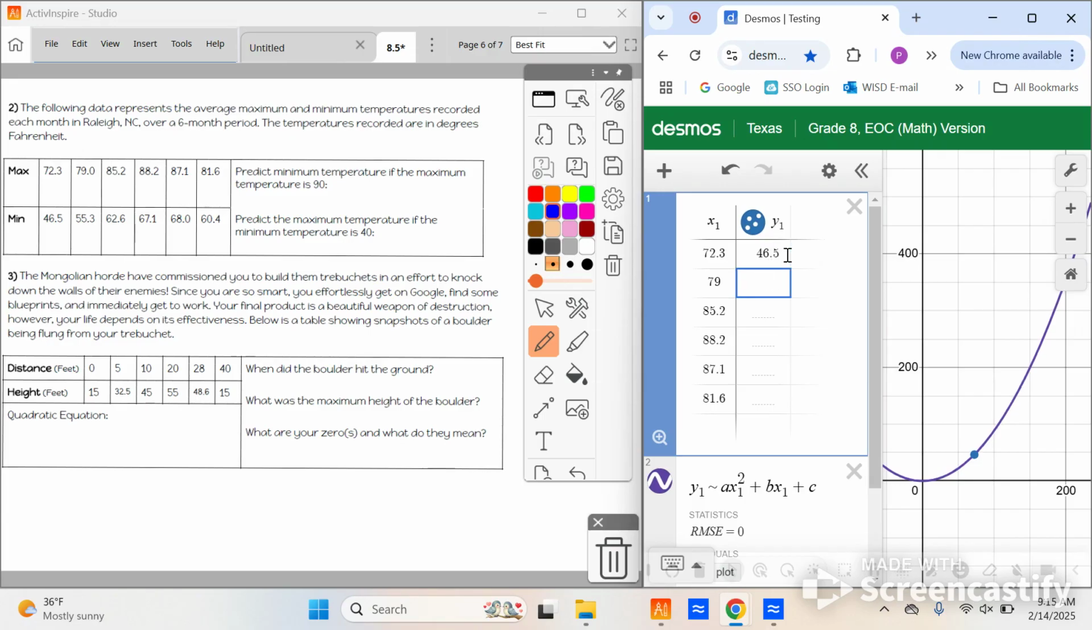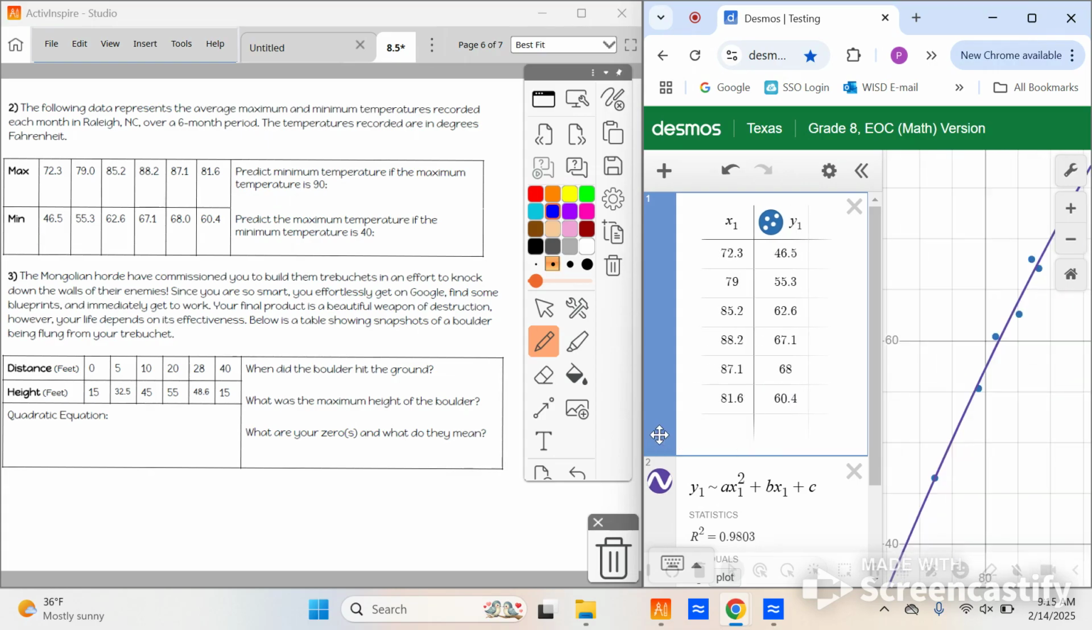46.5, 55.3, 62.6, 67.1, 68, and 60.4. All right, I want to see all these points again very nicely so you can see the relationship between the minimum and maximum temperature.